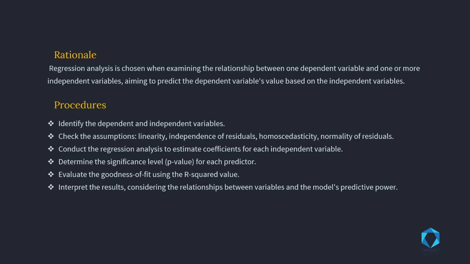So what are the procedures of using this regression analysis? Number one, identify the dependent variable and the independent variables. Two, check the assumptions: linearity, independence of residuals, homoscedasticity, and normality of residuals. Okay? Then you conduct the regression analysis so that you can estimate coefficients for each independent variable.